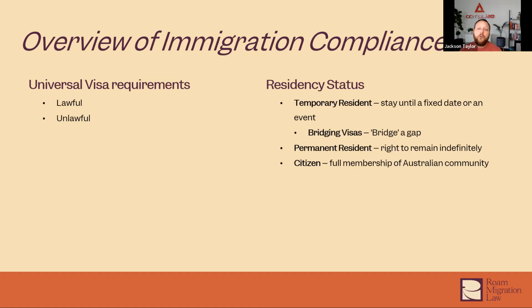And then, of course, you've got citizens. Being a citizen is the most full part of being a member of the Australian community. It's the most full status, and it marks you out as a member, a permanent and ongoing member with specific rights that permanent residents and temporary residents don't have, such as the right to vote or the right to run for political office and various other things.